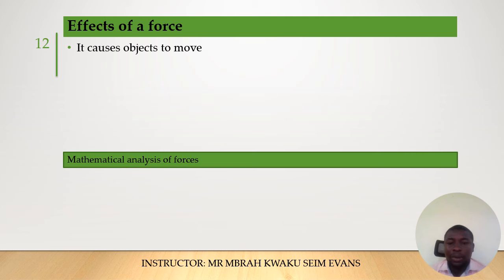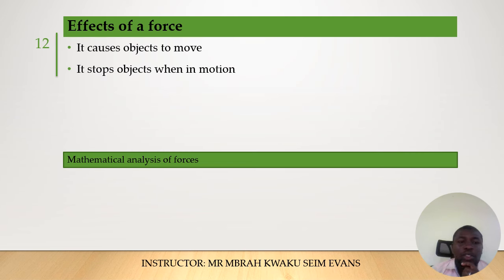What are some of the effects of force on a body? Number one, it causes an object to move. Two, it stops an object when in motion. Three, it changes the direction of a moving object.